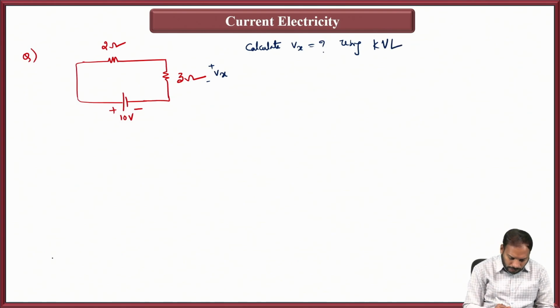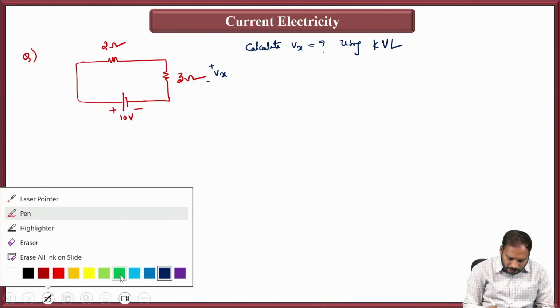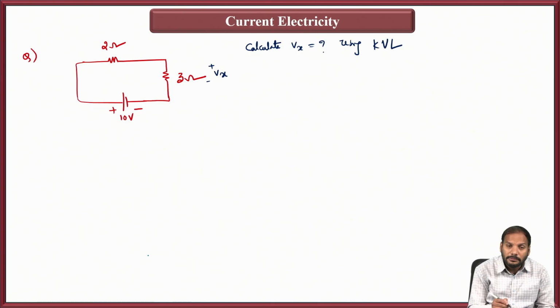So before understanding this, first of all I'll apply KVL by considering the current in this loop. Let us assume the current coming out of the battery is I. I don't know the value of I. The same current will enter the 2 ohm resistor and the 3 ohm resistor. The same current will leave the 3 ohm resistor and enter the negative terminal of the 10 volts battery and come out. It is a single loop, right? So the same current I runs throughout this loop.